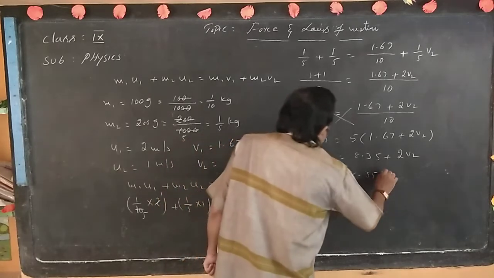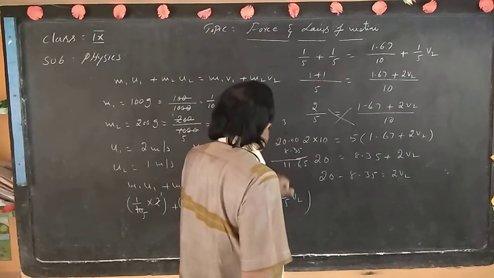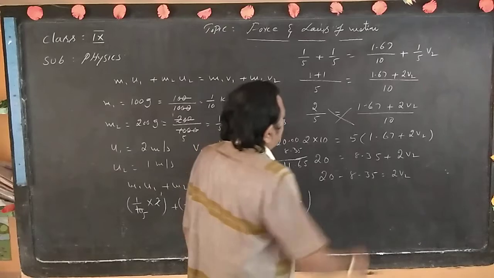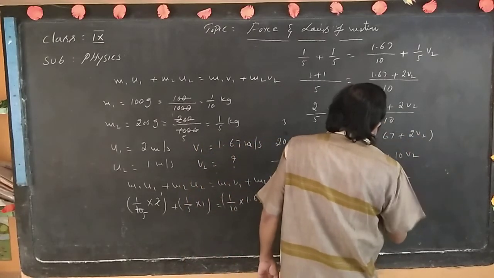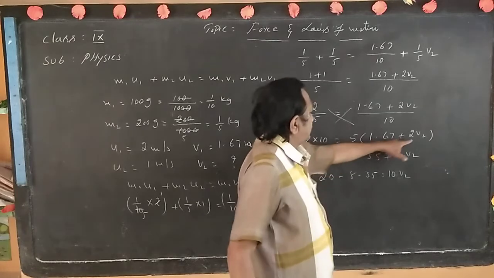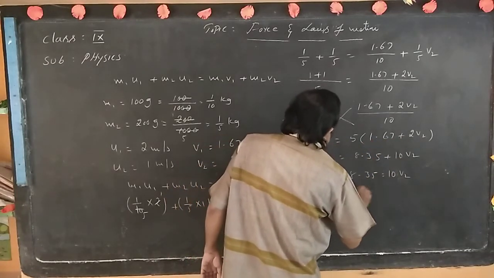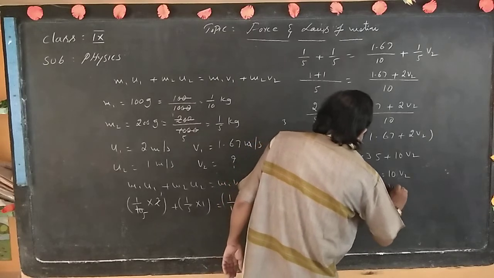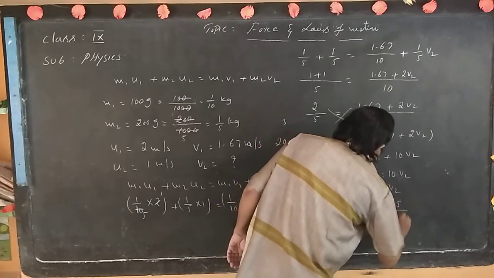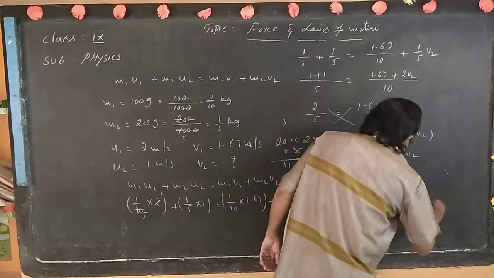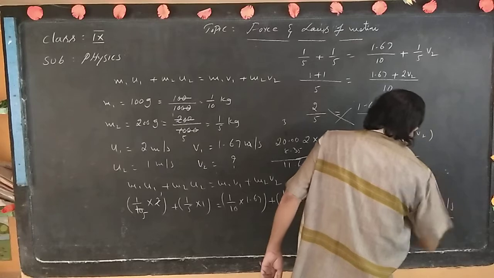So what do you get? 20 minus 8.35 is 11.65, and this is equal to 10v2. Now v2 is equal to 11.65 by 10, that is 1.165 meter per second. This is the answer.